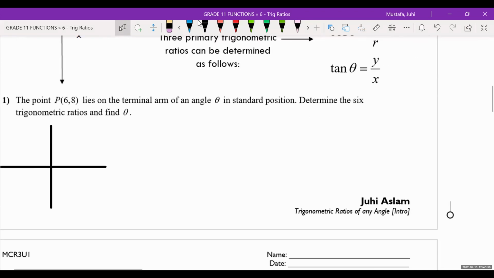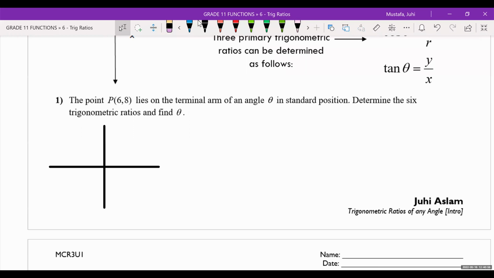And I'm going to say that 6 is just a sketch. So 6 is approximately there and 8 is approximately there. So this point right here is going to be 6, 8. Okay, now let's read the rest of the question.